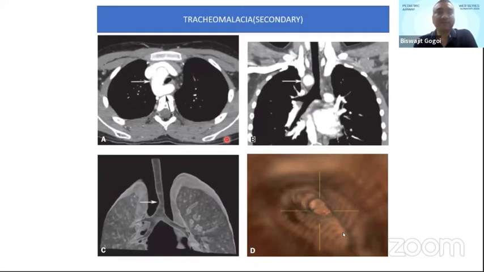Similarly, in a complex congenital anomaly like a right aortic arch, this is one of the causes of secondary tracheomalacia or shifting of the trachea, and the left subclavian artery. We can appreciate this in CT also.